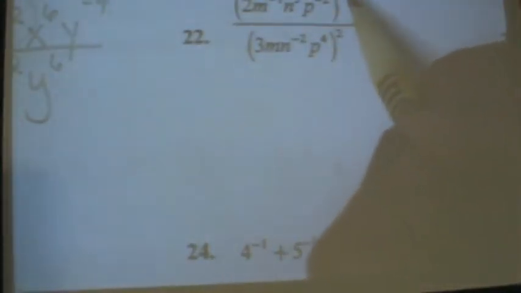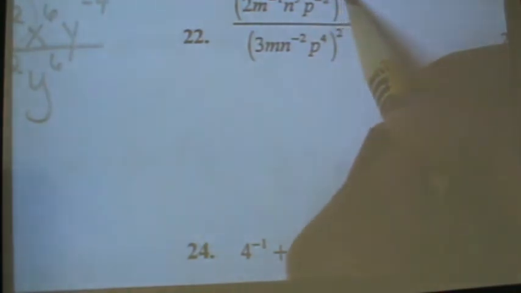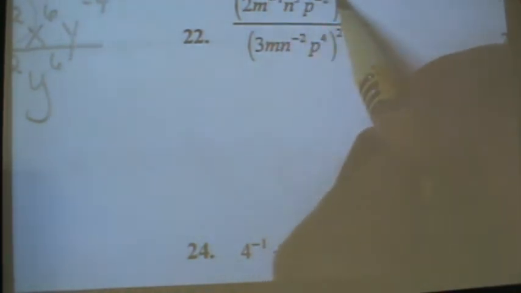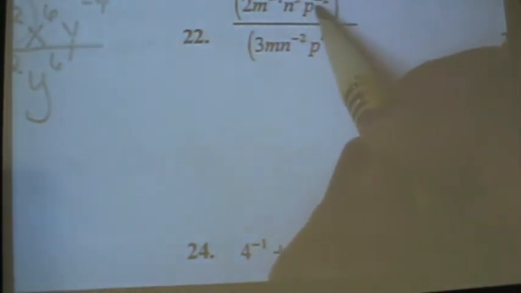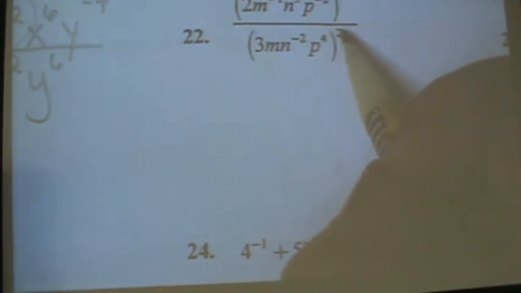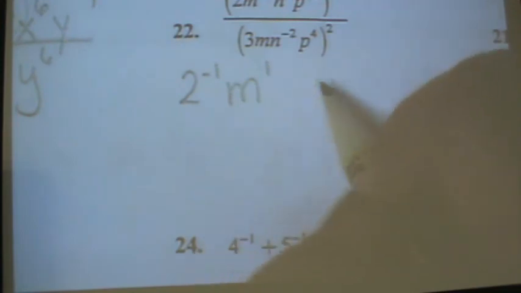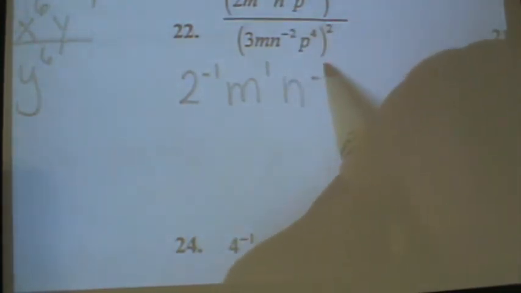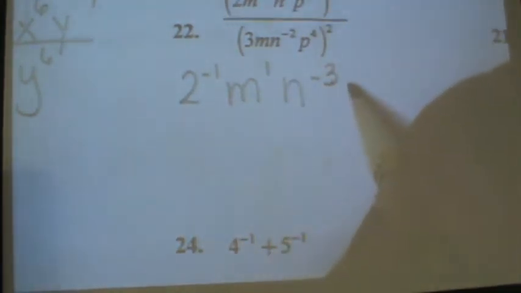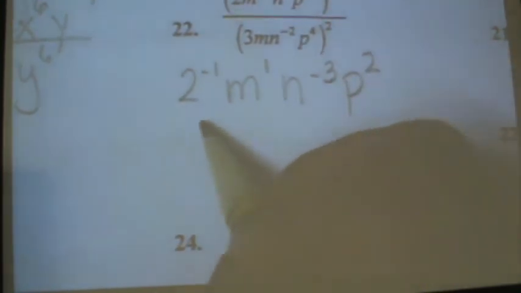22. We have to distribute, we have to do 2 to the -1, m to the -1 to the -1, n to the 3rd to the -1, and p to the -2 to the -1, and then square all these. So in the numerator, you have 2 to the -1, we're doing power to power. M to the +1, because -1 times -1 is +1. n to the negative 3, because 3 times negative 1 is negative 3, and p to the positive 2, because negative 2 times negative 1 is 2.